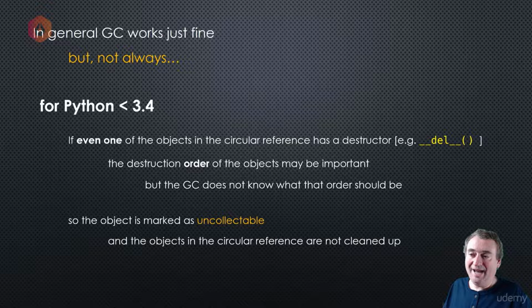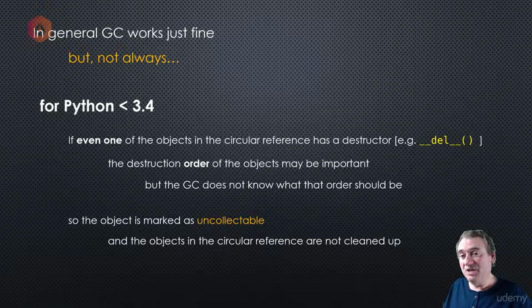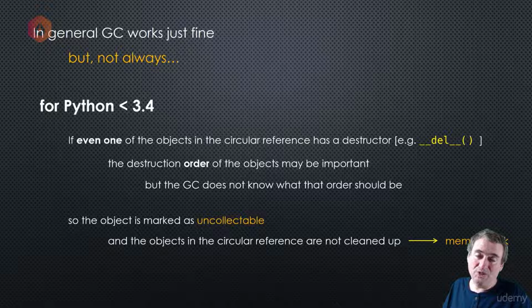And so when you had that situation with a circular reference where at least one of the objects had a destructor, then they weren't getting cleaned up, not by the garbage collector, and of course not by reference counting, and we would end up with a memory leak. Now that is no longer the case with version 3.4 and up. That particular problem has been resolved. So I really suggest that you do not use Python less than 3.4, right? Use Python 3.4 and above.